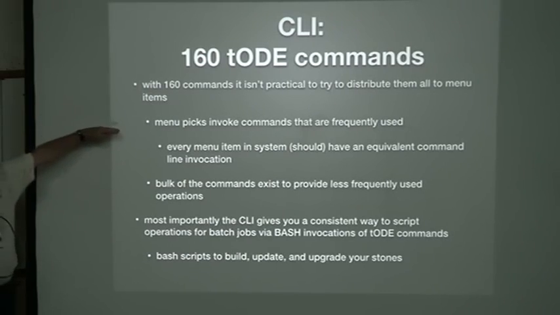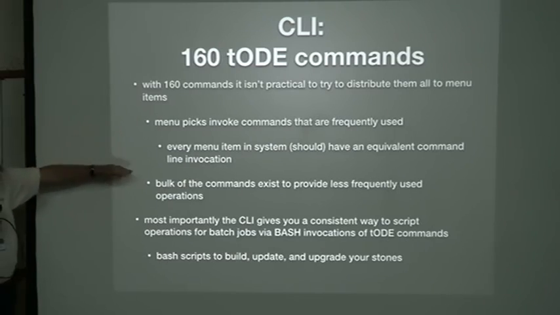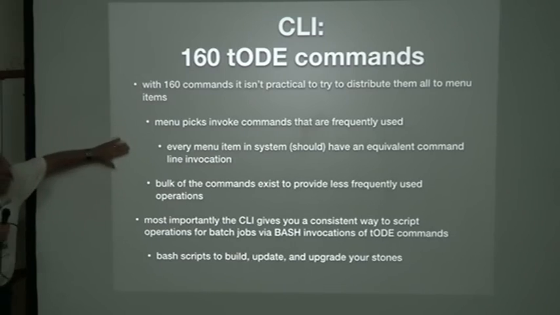The other thing is menu picks are invoking commands of those 160 commands. So all menu items, all right, but you put the frequently used operations as a menu item. And then every menu item in the system should have an equivalent command line invocation. So if you've ever gone around and said, all right, let me tell you how I reproduce the system. Open the browser, find the class, click on the blah menu item, click on the next blah menu item. Now you've got this whole sequence that's difficult to describe to other people, let alone put into a script and do a reproducible operation with that. And in tODE, it's relatively trivial.